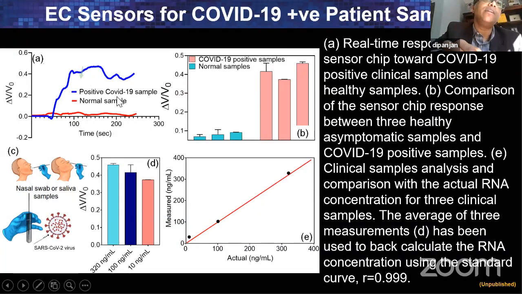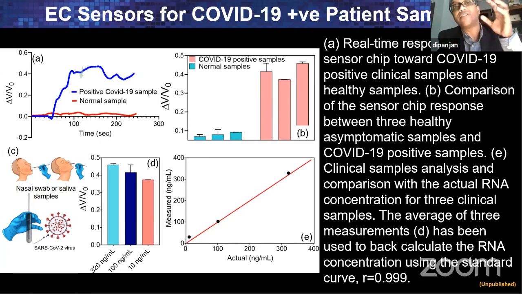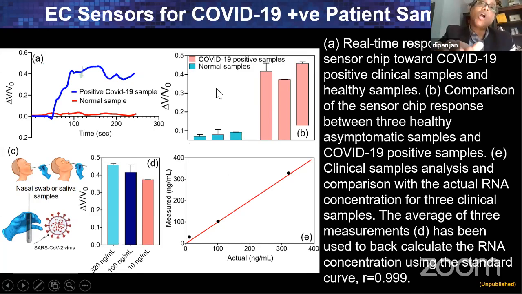With the positive COVID-19 samples, you can see the rapid rise of the impedance or resistance change over a time of 100 to 200 seconds. So it takes about 200 seconds to give the result. You can see in the comparison plot that the COVID-19 positive samples show really high sensing in comparison to the normal samples. So our clinical results show really high promise in terms of detection sensitivity and specificity.